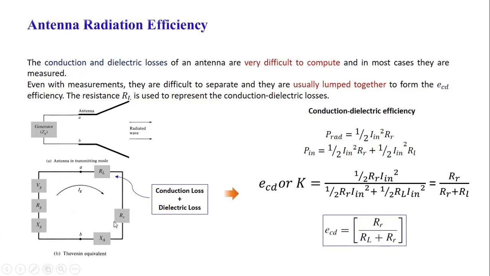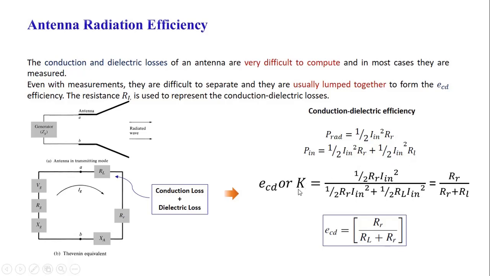So the radiated power across the RR resistance is equal to half of input current square into RR. Now moving to the input power, it will be the combination of power across RL and power across RR to the antenna. So it is given as P in is equal to half of I in square into RR plus half of I in square into RL.